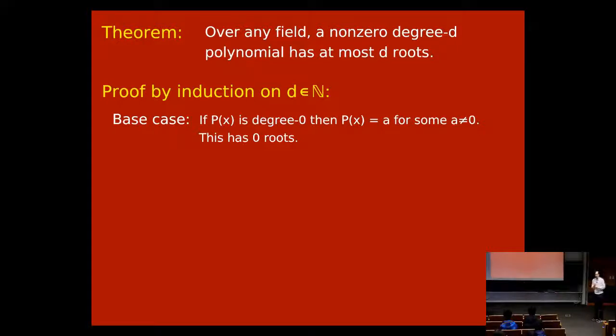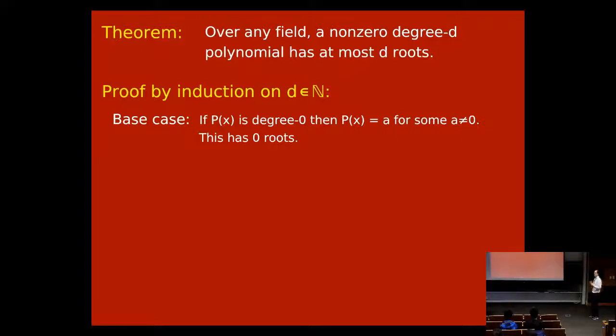Well, the proof is by induction on d. And the base case is when d is 0. We talked about degree 0 polynomials. A degree 0 polynomial is a polynomial that's just a constant, just a for some coefficient a. And this theorem is always about non-zero polynomials because, of course, for the 0 polynomial, everything is a root. So ignore that. So a has to be non-zero. So it's just like p of x equals 5. And of course, that has 0 roots. Whatever you plug in, you get 5, which is not 0. So the base case is done.